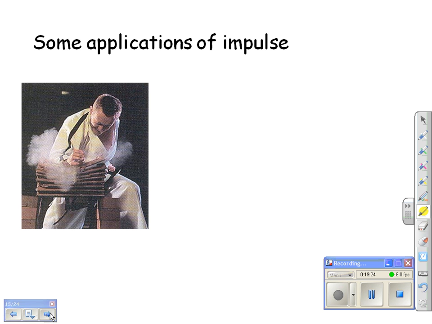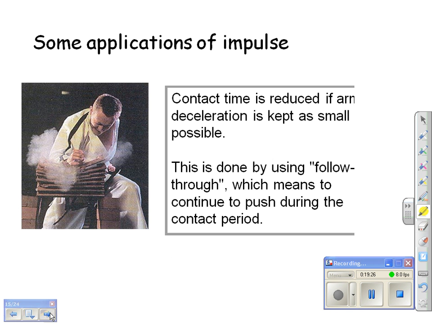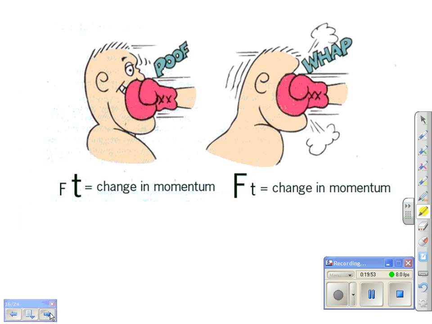Okay, so some applications of impulse. Let's talk about that. Contact time is reduced if the arm's deceleration is kept as small as possible. So that would mean when we don't touch it very long, the arm's deceleration is kept really small because we keep going. This is done by using follow through, which means that we continue to push during the contact period. So the force is still being applied. We aren't stopping the minute we touch it. So that's an application of impulse.